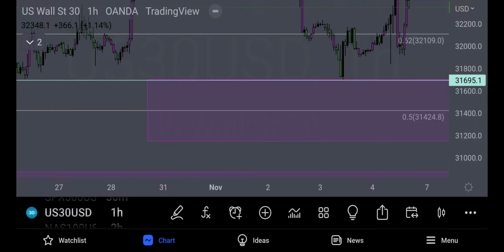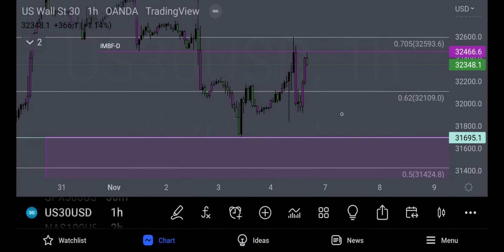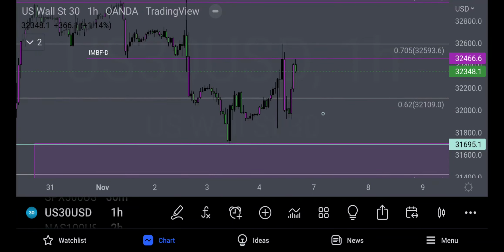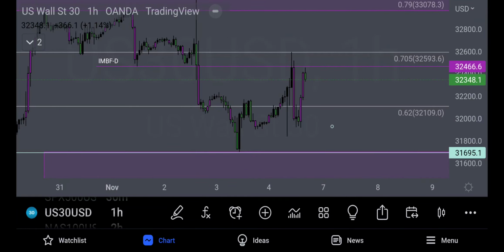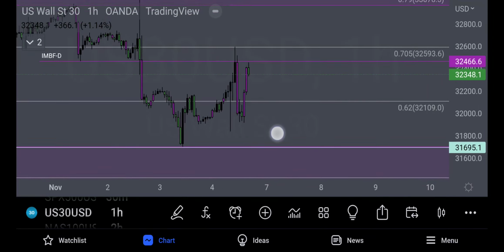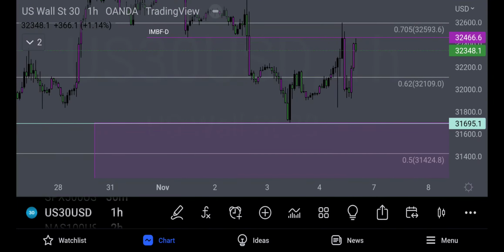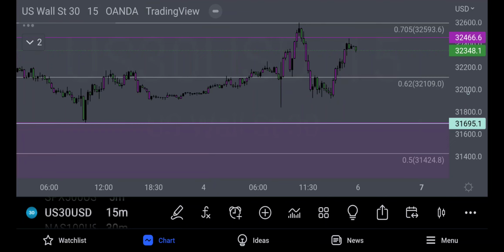Sitting on top of an FVG. So yes, I'm looking for this market to push down lower. So that's the 1 hour. Let's drop down to the 15-minute. What do we see?